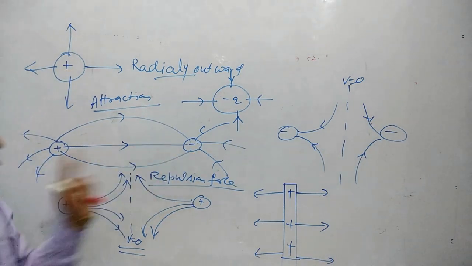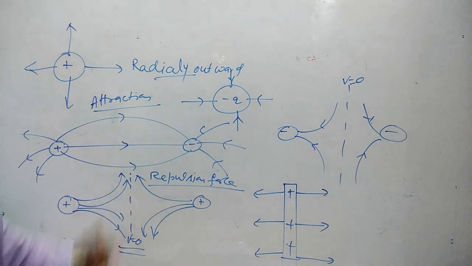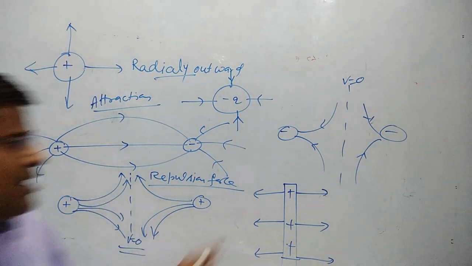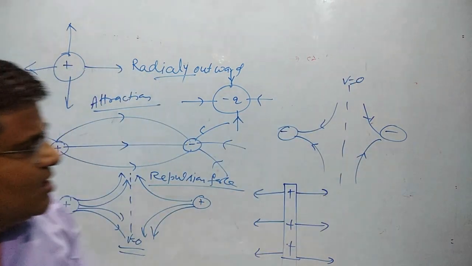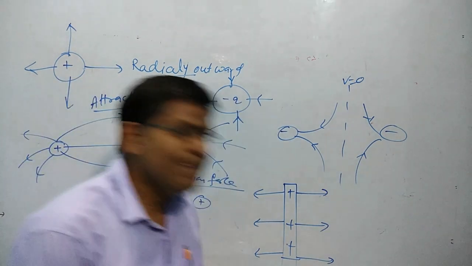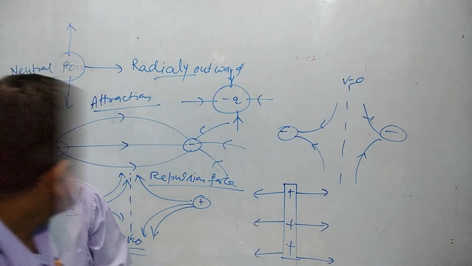And if the two charges are plus and minus, then the electric field lines look like this. For two positive charges, the electric field lines are repulsive. And for two negative charges, the electric field lines are also repulsive. Okay, this is about the structure of electric field lines.